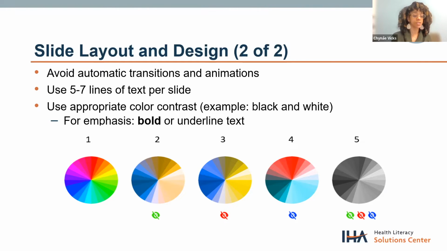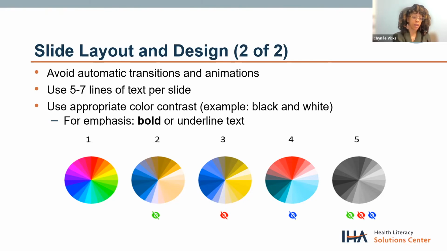If you want to emphasize a word or a phrase, we want to either underline or bold the text instead of using a color. A lot of times people will highlight a phrase using red font to emphasize a word, but that red text is often very difficult to read for people with color vision deficiencies.